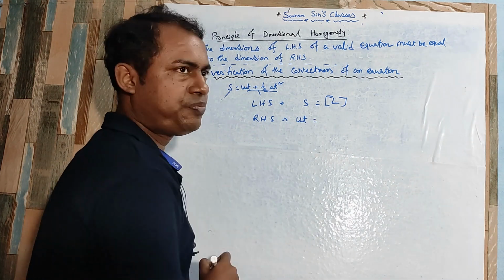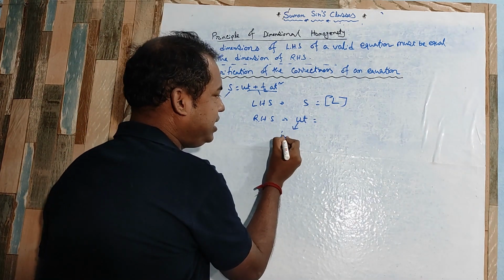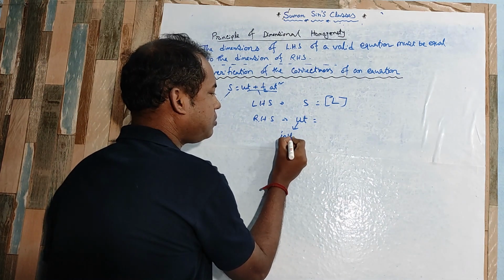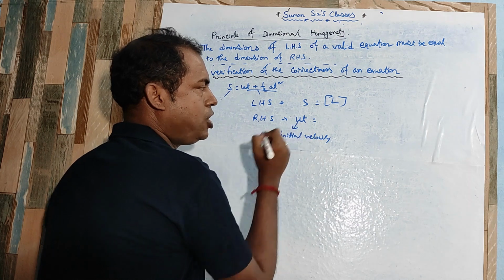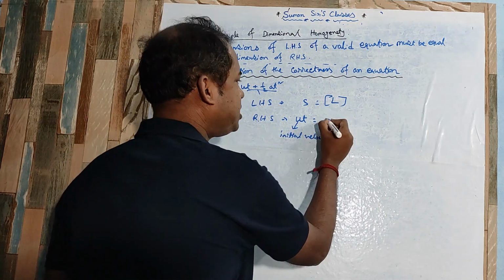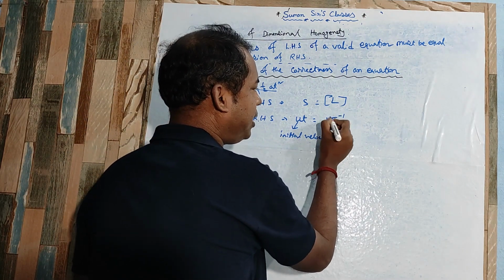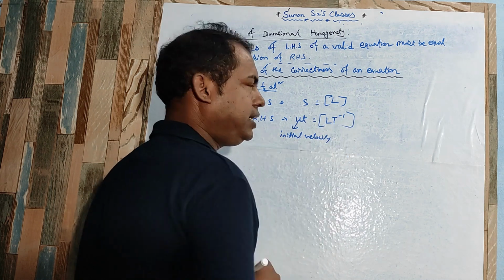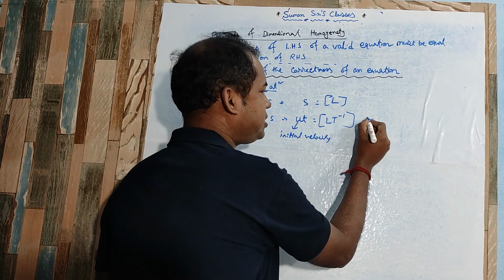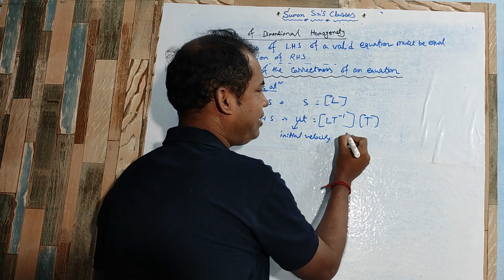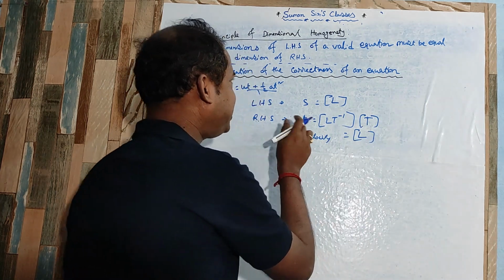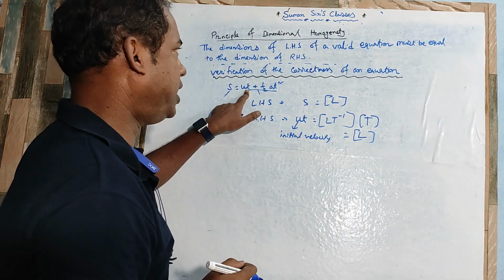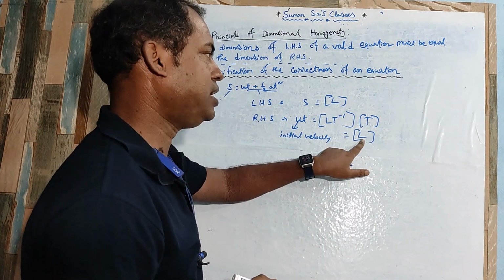What is u? That is the initial velocity of a particle. So its dimension is obviously L T to the power minus 1. And t is the time, so we write it as capital T. So what is the value in this case? L T to the power minus 1 into T is simply L. So the right hand side first part, ut, equals L.